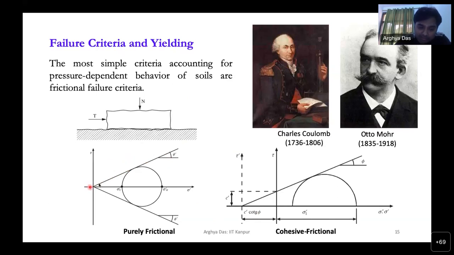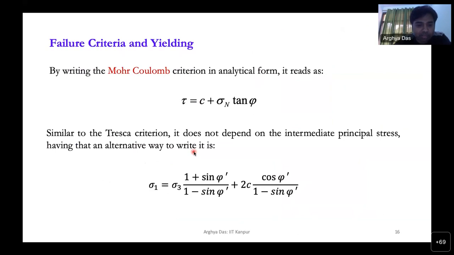We can also get a similar shape if we plot the same thing in a q-p plane, the invariant plane. In the vertical axis, if you plot q, and in the horizontal axis, if you plot p, then it will take the same shape. Unlike the previous case, the slope is not phi dash, but some function of phi. Now if we look at the mathematical form, it is a well-known form: tau equals sigma normal tan phi, plus cohesion if you have it.